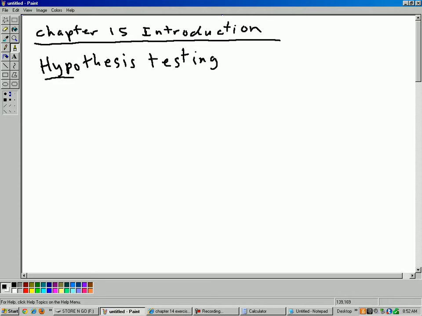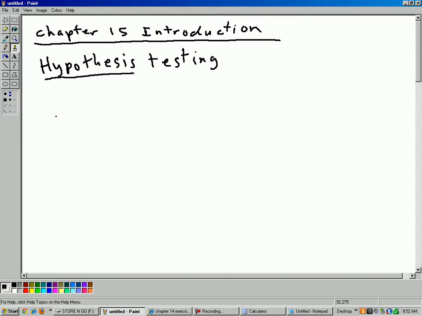The word hypothesis in science means a guess, basically. You want to state a hypothesis about your population. And then you gather some data and you try to figure out if the hypothesis is true or false. That's the basic idea in basic science, what a hypothesis is. In statistics, we do a similar idea, but it's broken down into four steps.